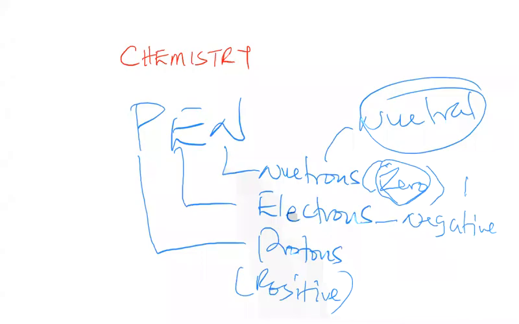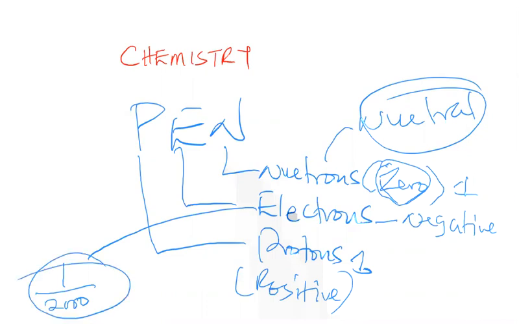Protons have a relative mass of 1, while electrons have a relative mass of 1 over 2,000. From there, we looked at electronic configurations.